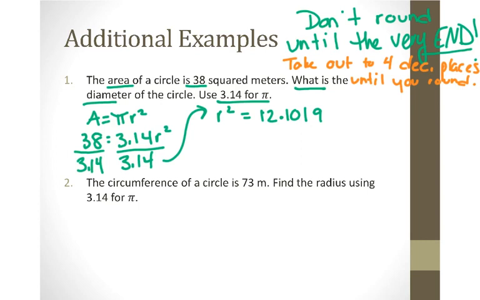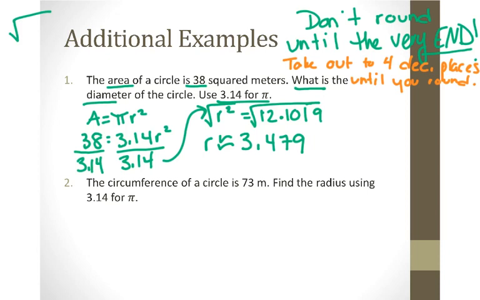Now to get r by itself, to cancel out a squared, you're going to have to square root both sides. There's a fancy button on your calculator that looks a lot like that. You're going to have to plug that in to find it. And when you do so, you get r to be about 3.479. Now, the question tells me to find the diameter.